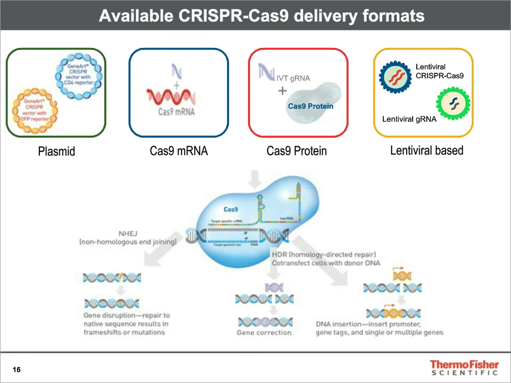Now let's look at the different delivery formats for Cas9. Cas9 can be expressed off of a plasmid or delivered into a cell as a purified Cas9 mRNA or purified Cas9 protein. In cases of cells that are really difficult to transfect, like non-dividing cells, one could leverage lentiviral-based systems. What I will show you in the next slide is a comparison between the Cas9 plasmid, mRNA, and protein systems.